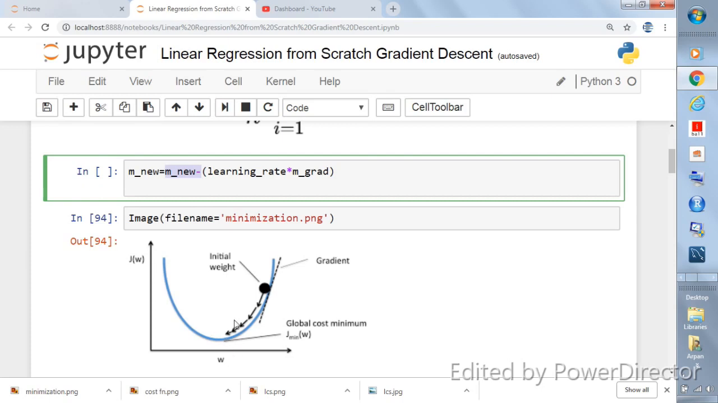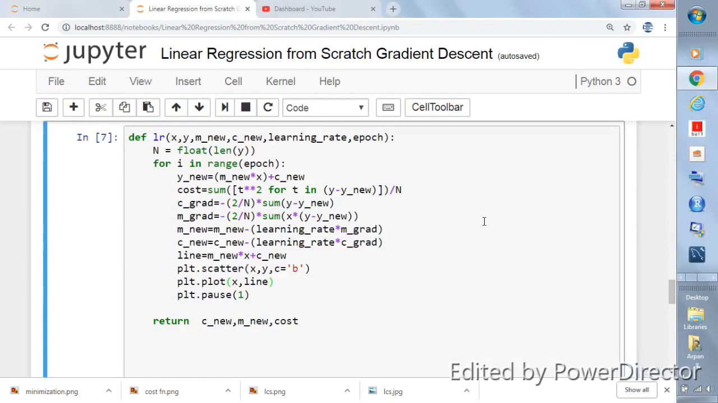But I was saying, what will happen if the learning rate is very high? Let's say m new is some value which is here. Now you have m grad which is positive. So minus and plus becomes minus. That is sure, you have to go towards the left, because this will decrease m. But how much it will decrease will depend on the learning rate.